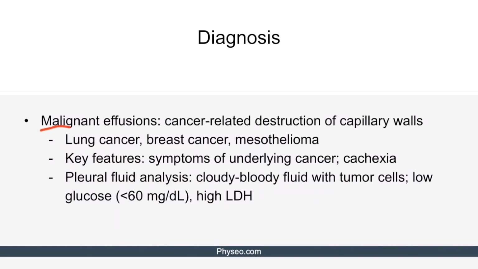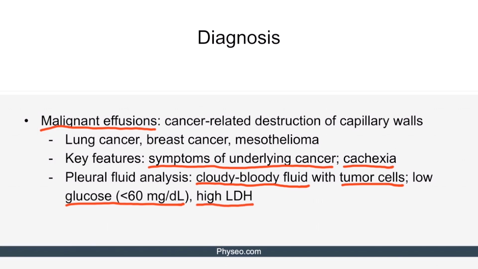Next, let's discuss malignant effusions. These occur as a result of cancer-related destruction of the capillary walls in the lung and the pleura. Lung cancer, breast cancer, and mesotheliomas account for the majority of the diagnosed underlying causes of malignant effusions. Key features include symptoms of underlying cancer, such as cancer-related cachexia. Classical findings on pleural fluid analysis include a cloudy, bloody fluid with tumor cells, low glucose as it's being consumed by the rapidly dividing cancer cells, and high LDH levels.